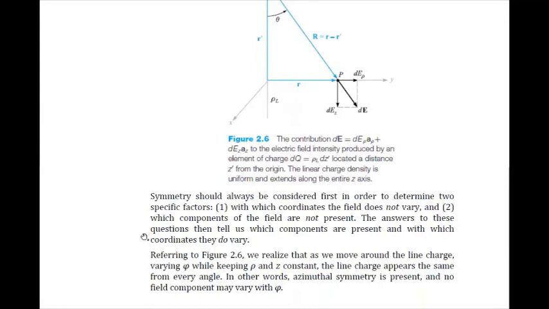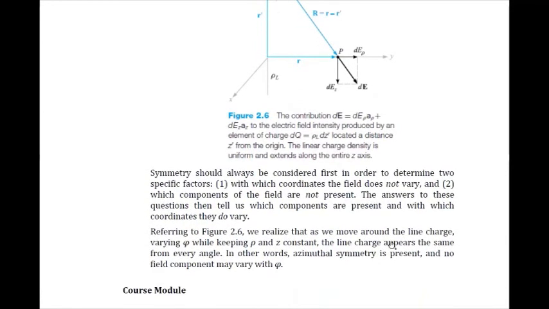Referring to figure 2.6, we realize that we move around the line charge varying phi while keeping rho and z constant. The line charge appears the same from every angle. In other words, azimuthal symmetry is present and no field component may vary with phi.